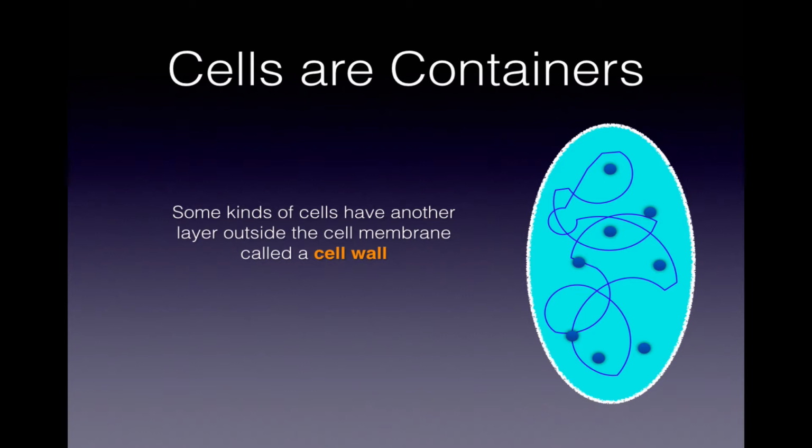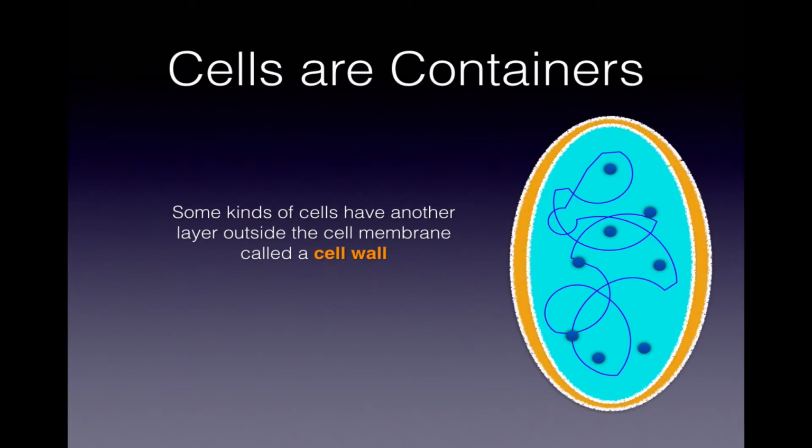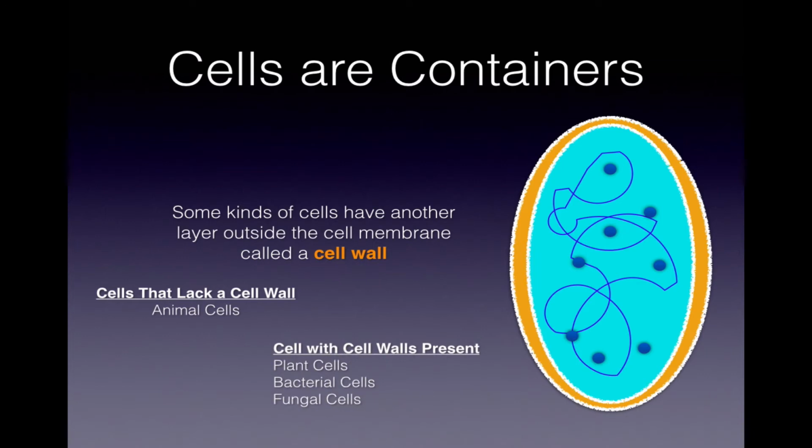Some kinds of cells have another layer outside their cell membrane, which makes them a little bit stronger, called a cell wall. So here I've drawn that in, using orange. There are some cells that have cell walls and some cells that don't. Animal cells are famous for not having cell walls, but that kind of puts them in a minority. Most different types of cells do have cell walls. For example, plant cells, bacterial cells, and fungal cells all have a cell wall present.